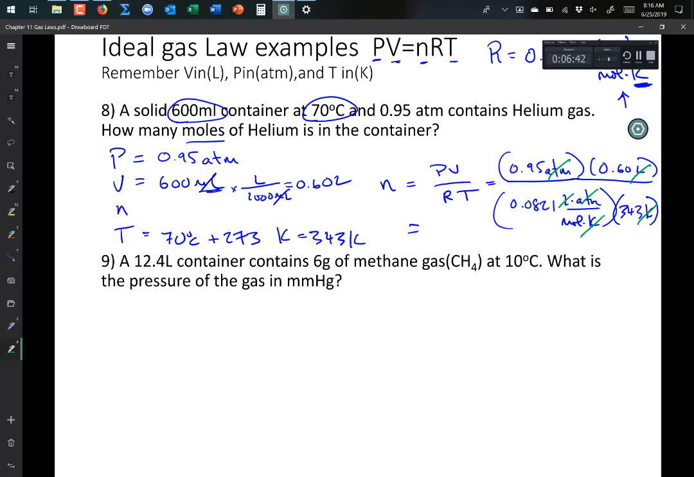So let's see, what does it say? 0.95 times 0.6 divided by 0.0821 divided by 343. And that becomes 0.0202 moles.